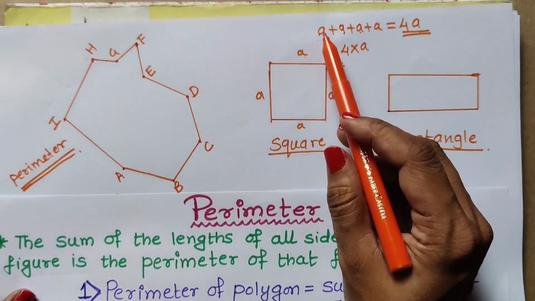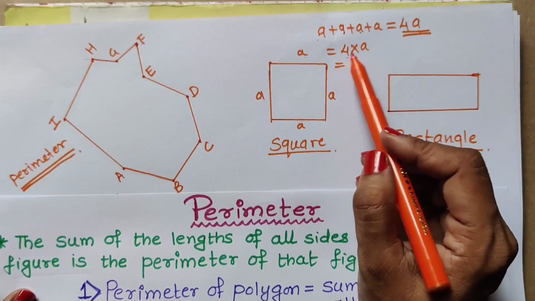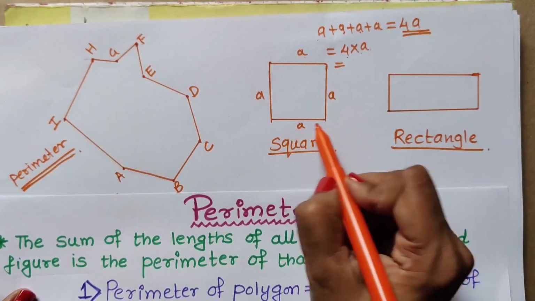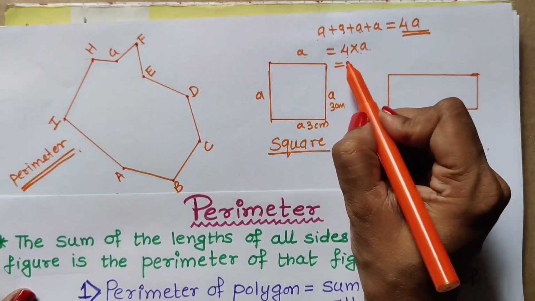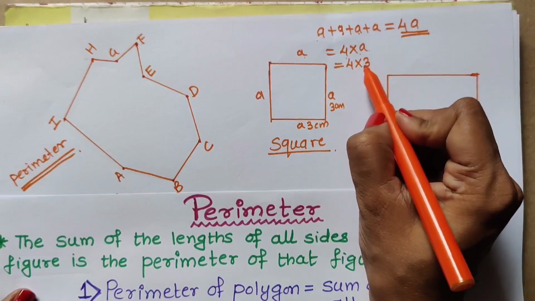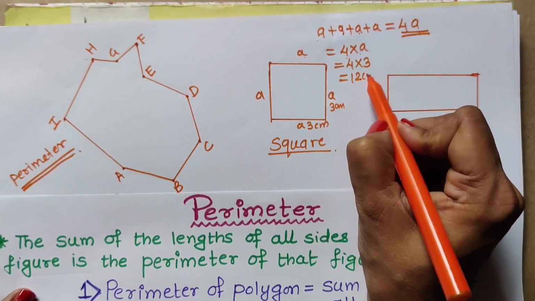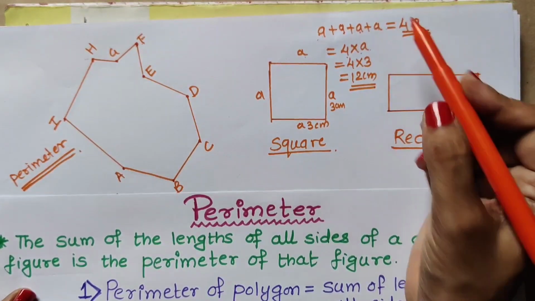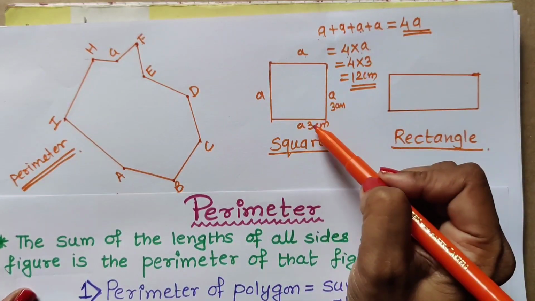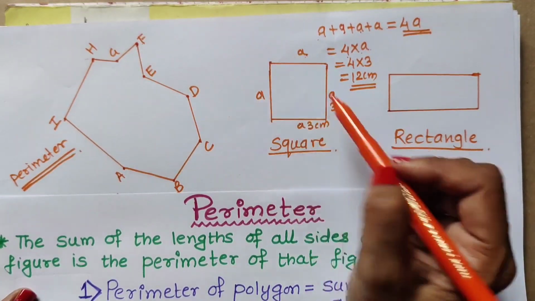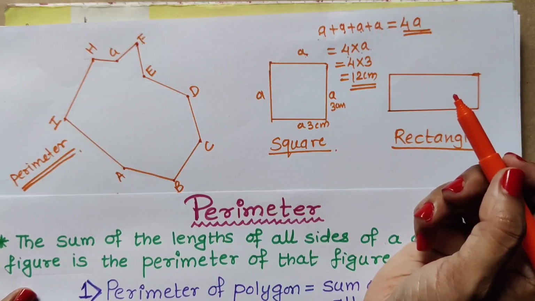So instead of doing this addition, what we have to do is 4 multiplied by A. If this side is 3 centimeter, all remaining sides will also be 3 centimeter. So we will get 4 multiplied by 3, that means the perimeter will be 12 centimeter. If you add also, in the end you will get the answer 12 centimeter, because 3 plus 3 plus 3 plus 3 is 12 centimeter.